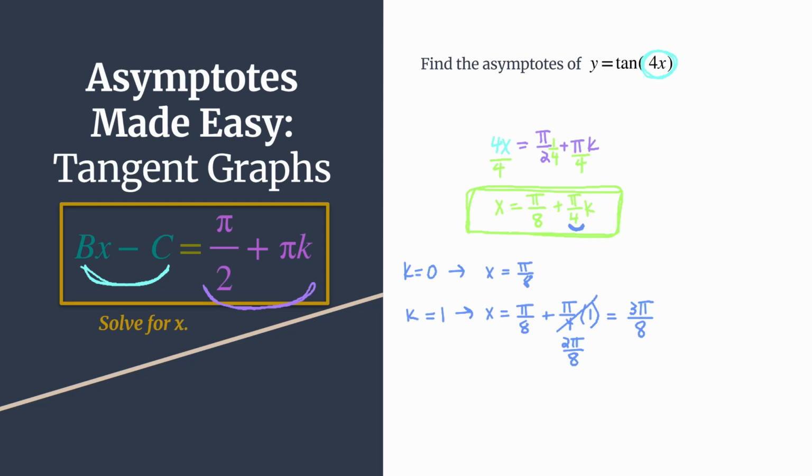All right, let's find one more. k equals -1, just so we get one to the left of our original one at k equals 0, when x equaled pi over 8. So we have x equals pi over 8 plus pi over 4 times -1. This time, get a common denominator. We're subtracting 2 pi over 8. Again, that's just reinforcing that it's to the left of the k equals 0 asymptote. We should have an asymptote at x equals -pi over 8. So these are 3 specific asymptotes, all generated from our asymptote equation right here.